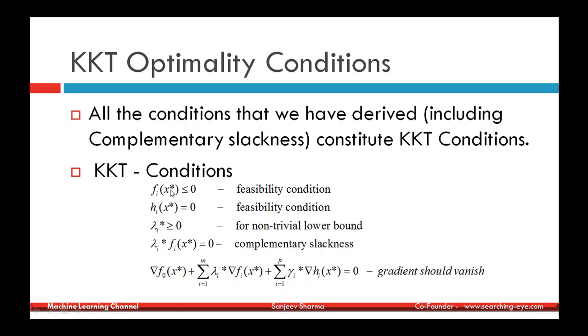The first is that Fi of x star should be less than or equal to 0. That is, the optimum value x star should satisfy all the constraints of the primal problem. Hi of x star should be equal to 0. That is, all the affine constraints should be satisfied. The Hi's are affine functions. Lambda star should be greater than or equal to 0. This is because we need to have a non-trivial lower bound. And here's the condition for complementary slackness: lambda star times Fi of x star should be equal to 0. And here is the first order condition, that is, the gradient at the optimum should vanish. So all these conditions constitute the KKT conditions.